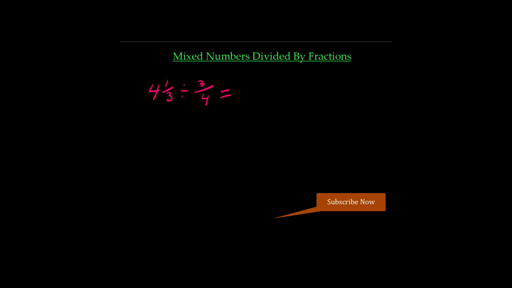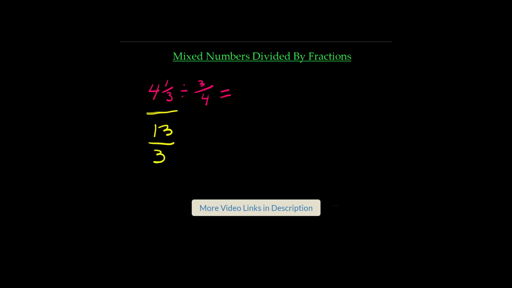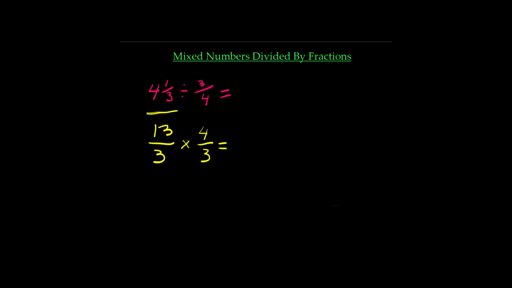All right, so with these, we have a different first step. Our first step is going to be to turn this mixed number into an improper fraction to start. We do that by going 3 times 4 is 12 plus 1 is 13. So we rewrite our mixed number as an equivalent improper fraction. Then we change our sign to multiplying, building our new problem, and then we flip our second number to make that 4 over 3.